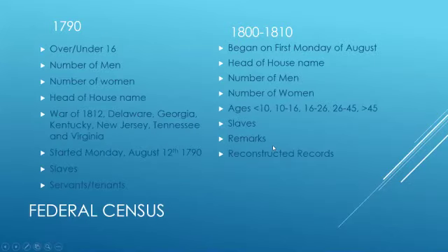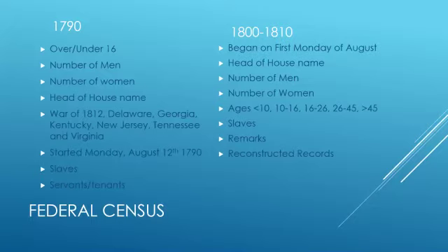So in the 1790 census, it was very basic. They wanted to know how many people are over 16, how many people are under 16, how many of those people are men, how many are women, and what is the head of household name.